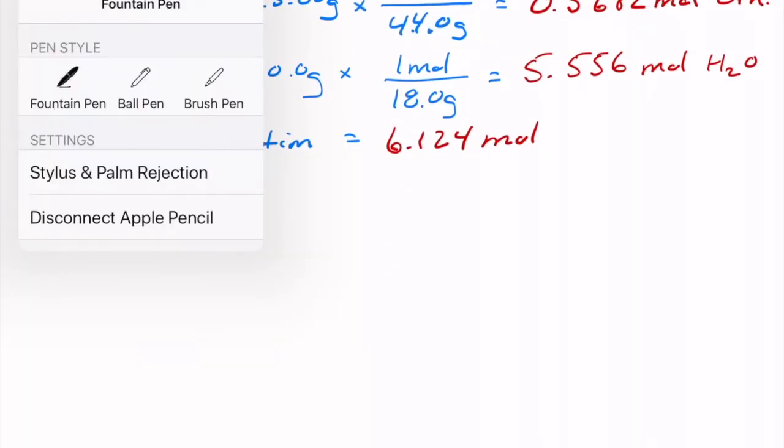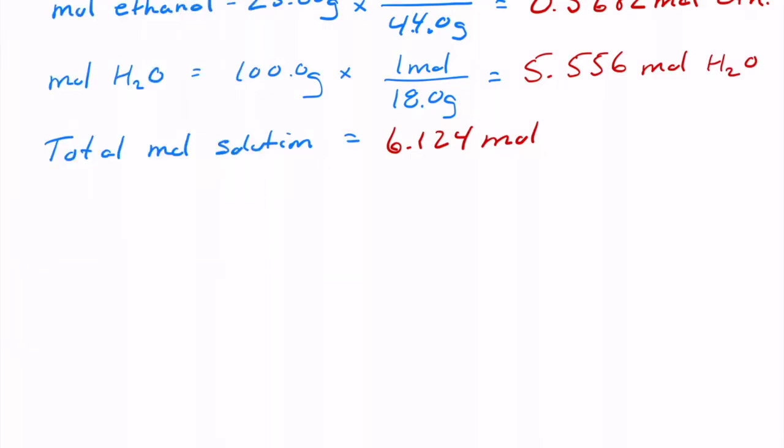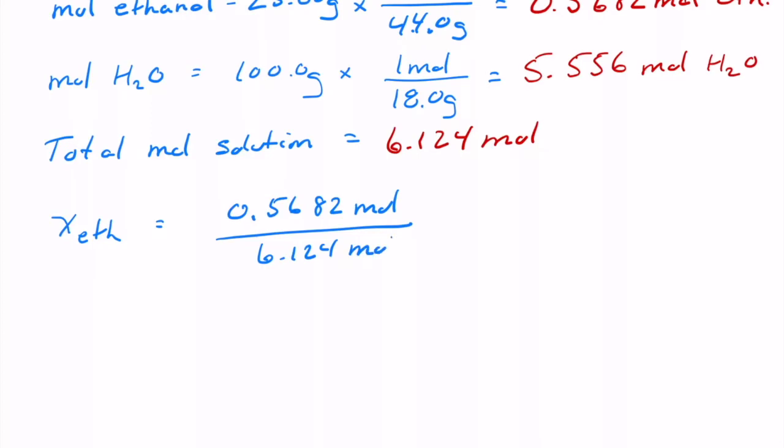Okay, so now we're ready to figure out what the mole fractions are. So we'll start off with the mole fraction of ethanol, and that's going to be the moles of ethanol, which is 0.5682 moles, divided by the total number of moles of everything, 6.124 moles, and that ends up giving us a mole fraction of 0.09278. Okay, no units for mole fraction.